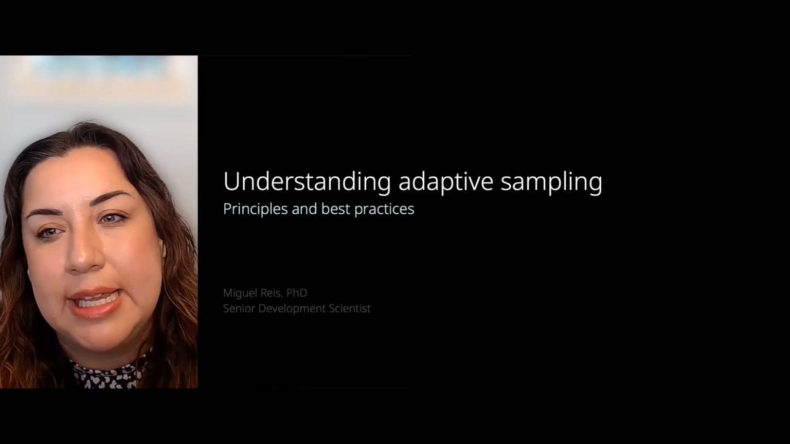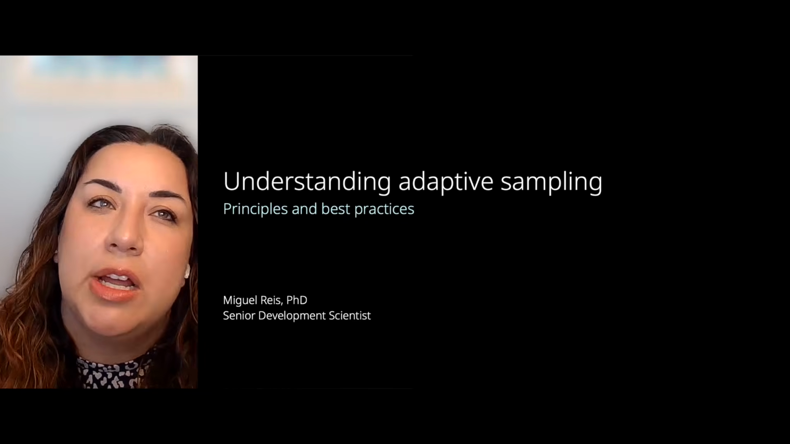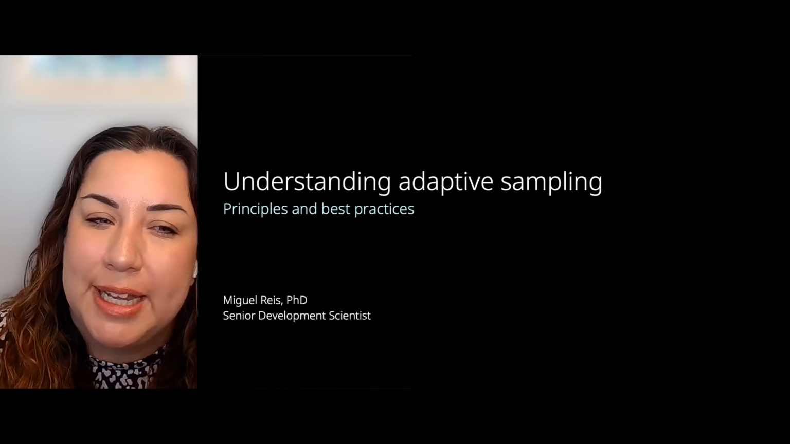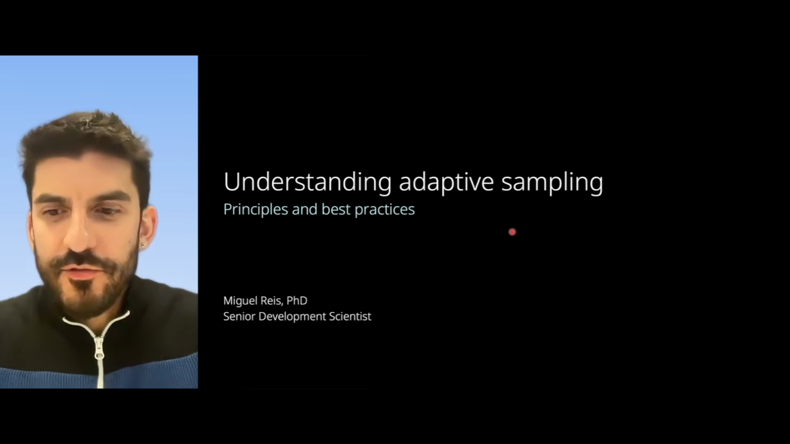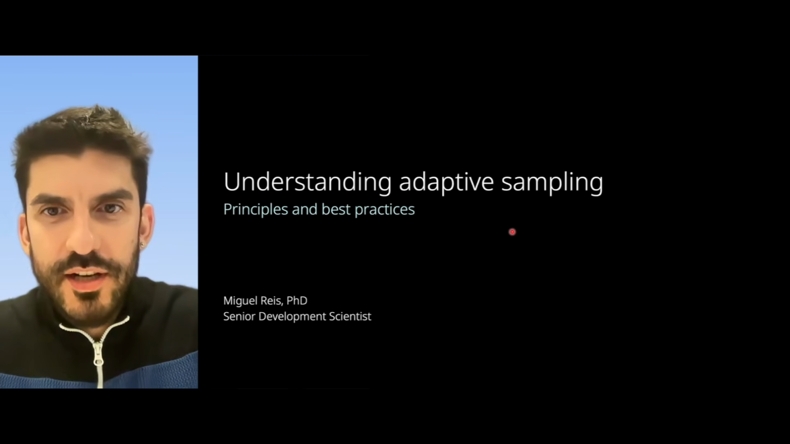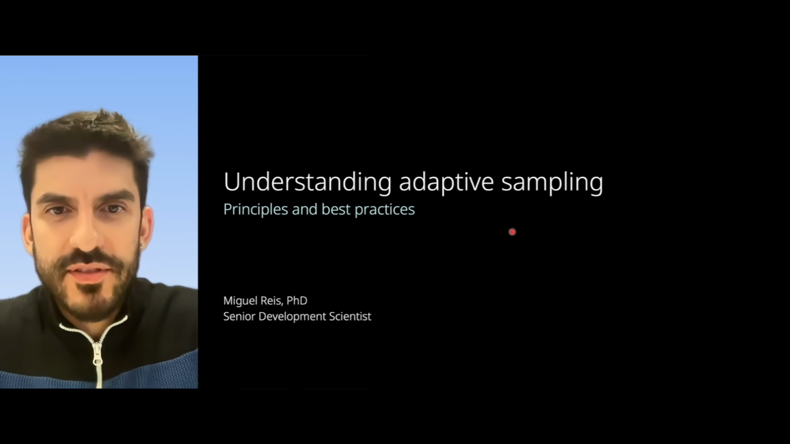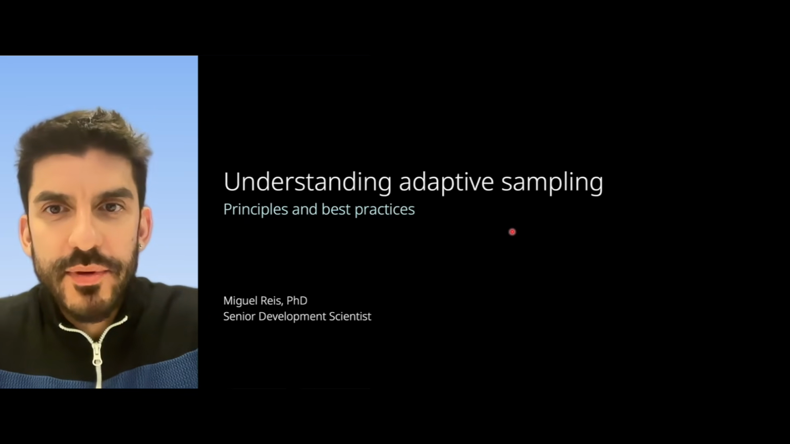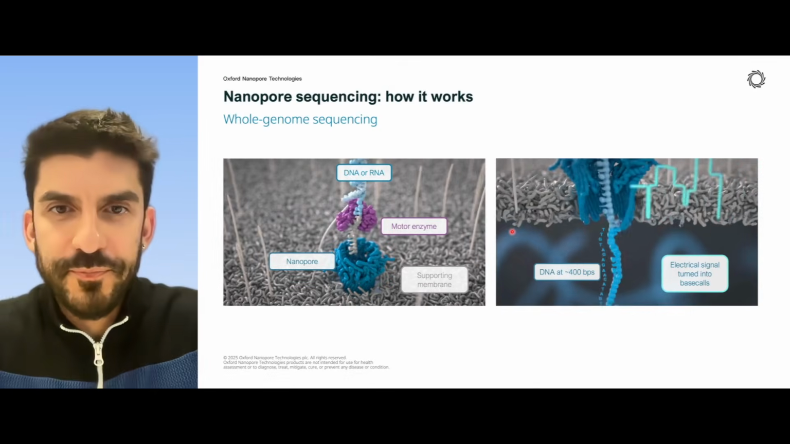And so now I'd like to hand it off to my colleague, Miguel Reis, a development scientist and our adaptive sampling expert here at Oxford Nanopore Technologies. Welcome, Miguel. Thank you, Ellie. Hello, everyone. My name is Miguel Reis. I'm the lead scientist in the development of adaptive sampling at ONT, and I'm here today to explain to you a bit better about the intricacies of adaptive sampling.